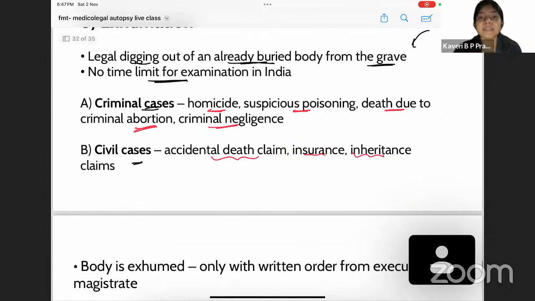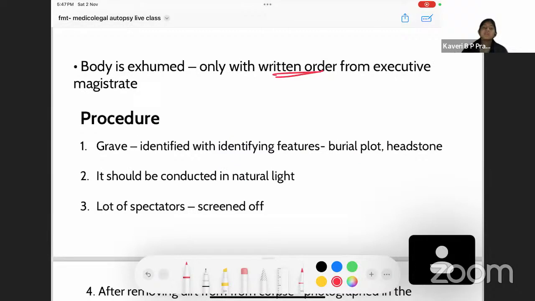Body is exhumed only with a written order from the executive magistrate. So, you have seen, whenever a magistrate inquest is ordered, he gives certain instructions only whenever there is a death because of police firing, death in police custody, death in the mental hospital, or dowry death. And one of the other reasons where a magistrate inquest is done is whenever there is exhumation involved. And here you need a written order from an executive magistrate in order to do exhumation.